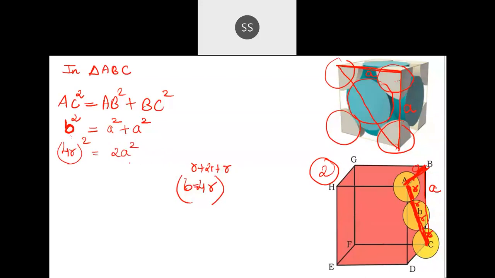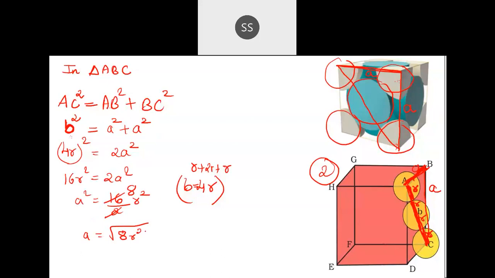Correct. Now you can open the bracket. 16R square I'll get here, and then 2A square. So A square is equal to 16 by 2 R square, correct? Then you remove that square and take it to the other side, it will come as root. So I can write this as this. You can still make it simple. 2 8s are 16, correct? So I'll get A is equal to root 8 R square.